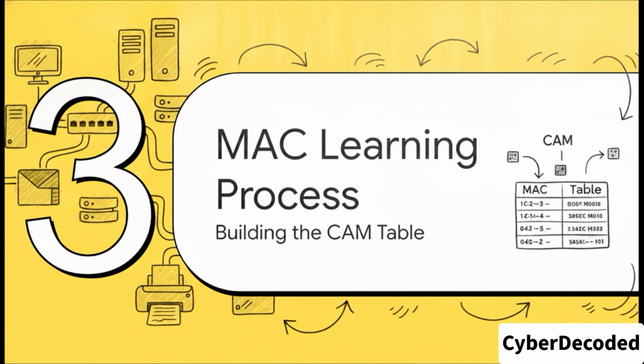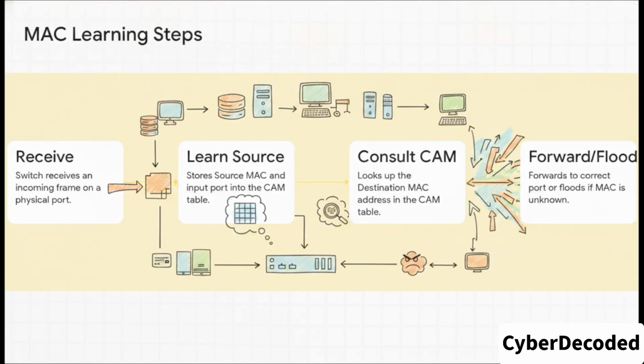Which brings us nicely to Section 3, the MAC learning process. Okay, so the memory exists, but how does the switch actually learn where all your computers, printers, and servers are hanging out to populate these high-speed CAM tables? Well, it all happens dynamically step by step.